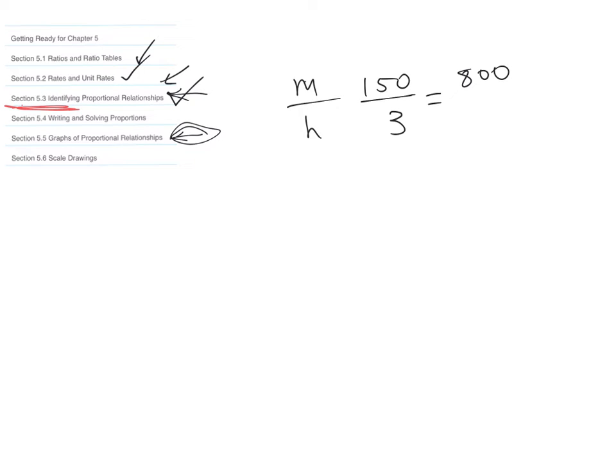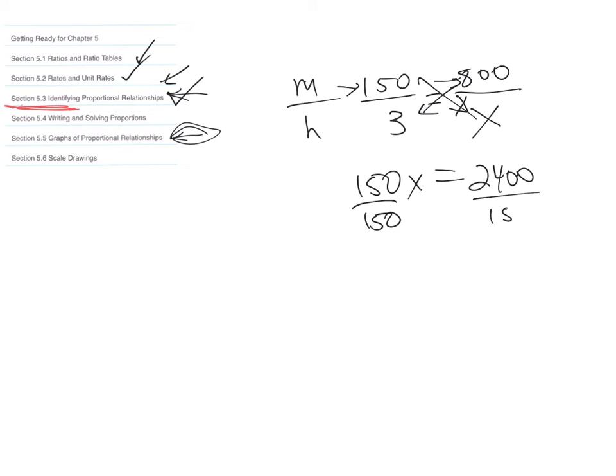Just make sure the miles, 150 miles and 800 miles, are on the top, and then my x would go here. Then I'd cross multiply and get 150x is equal to 2400. I'm just cross multiplying. If you don't remember cross multiplying from last year, we need to have another conversation. I'm kind of assuming that you do. And then 2400 divided by 150. I don't have my calculator handy, but that would be the answer. So you get the idea, though.